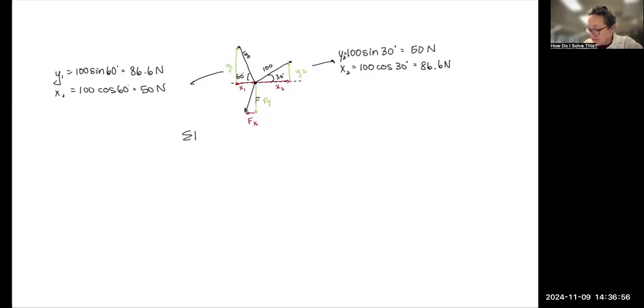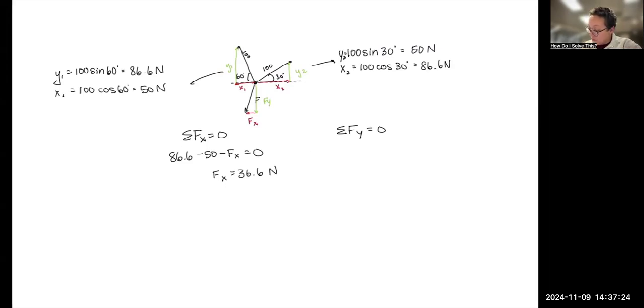Let's do our net forces in the x direction add up to 0. And our net forces in the y direction add up to 0. All right, in the x direction, we've got x2 is positive, so 86.6. And then we have 50 is negative and Fx is negative, and they're all going to add up to 0, which means that Fx is going to be 36.6 newtons.